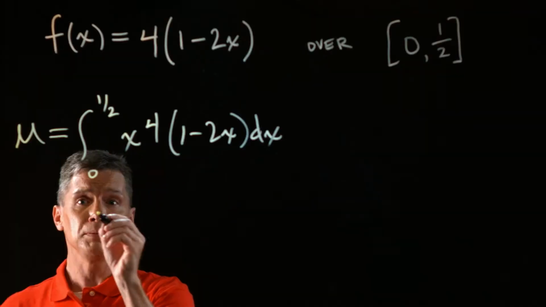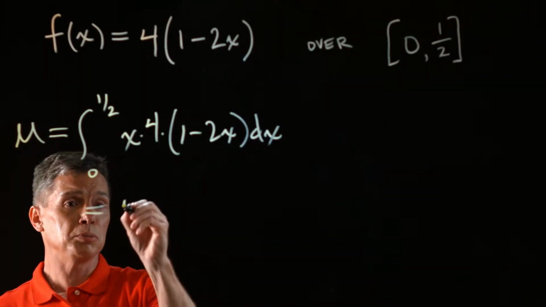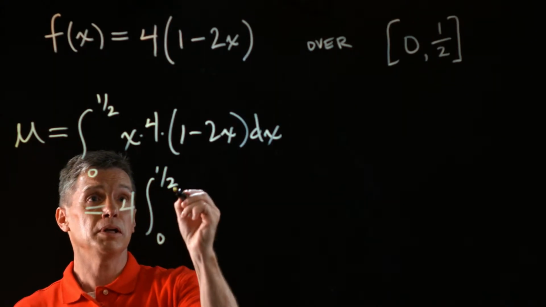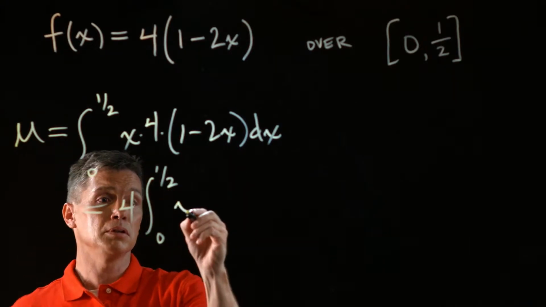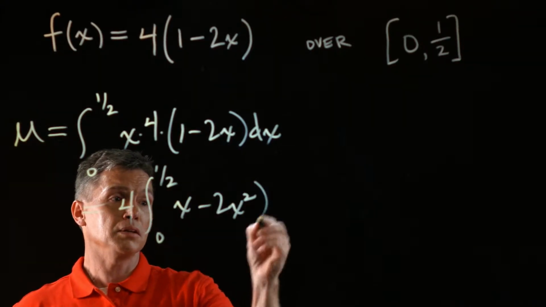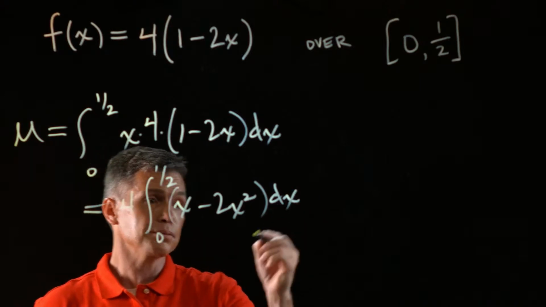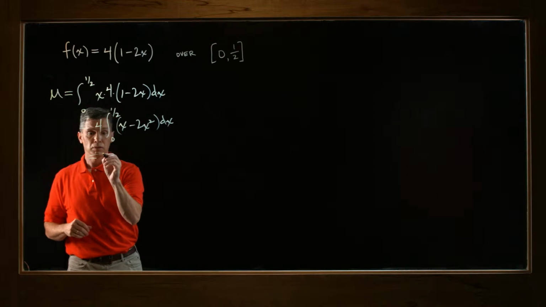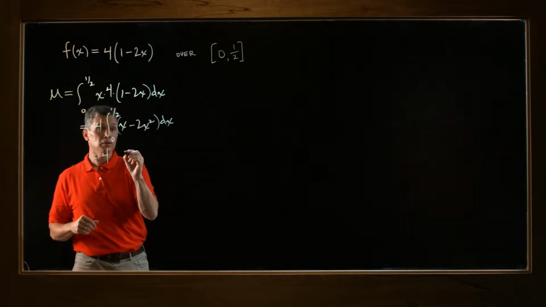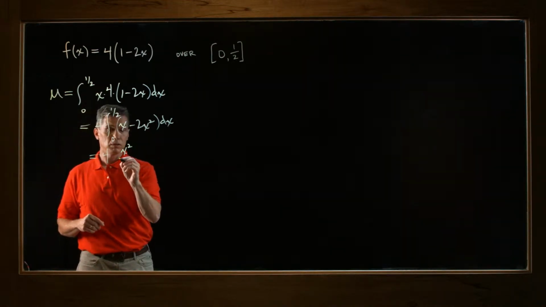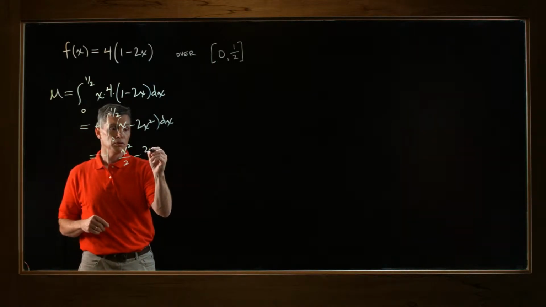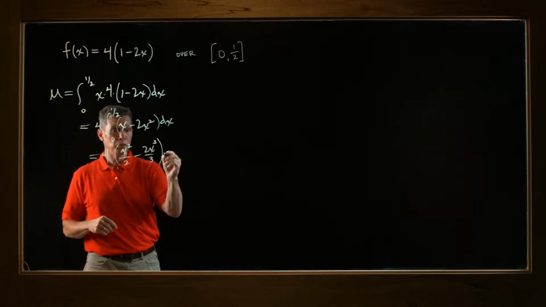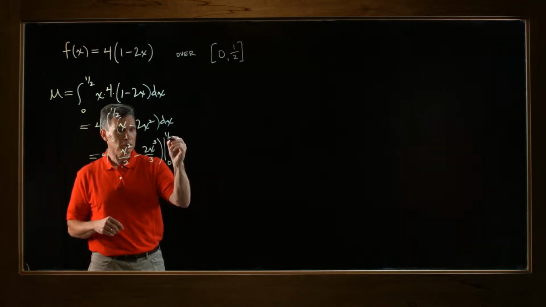I'll evaluate this integral. First thing I'd probably do is pull out that constant factor of 4, integral still from 0 to 1/2. And I think I'll push the x through. So we're looking at this integrand. That's a definite integral. We'll just go ahead and find the antiderivative. 4 times x squared over 2 minus 2x cubed over 3, and we're evaluating from 0 to 1/2.